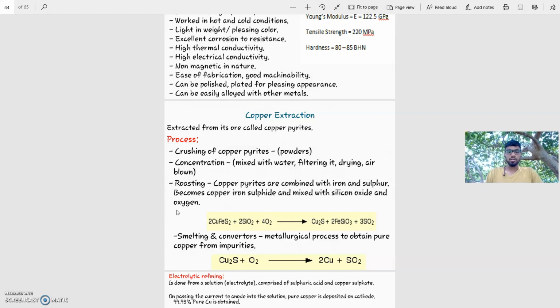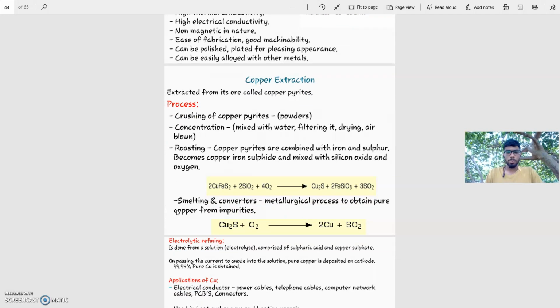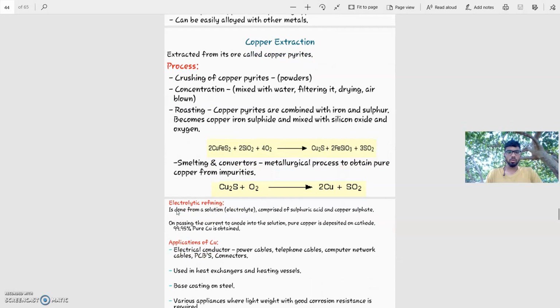Copper is extracted from its ore called copper pyrites. There are three steps for the extraction of copper. Firstly, crushing of copper pyrites: the copper pyrites are crushed into powder, mixed with water, filtered, and dried. Then air blown roasting: copper pyrites are combined with iron and sulfur, becoming copper iron sulfide, and mixed with silicon oxide and oxygen.